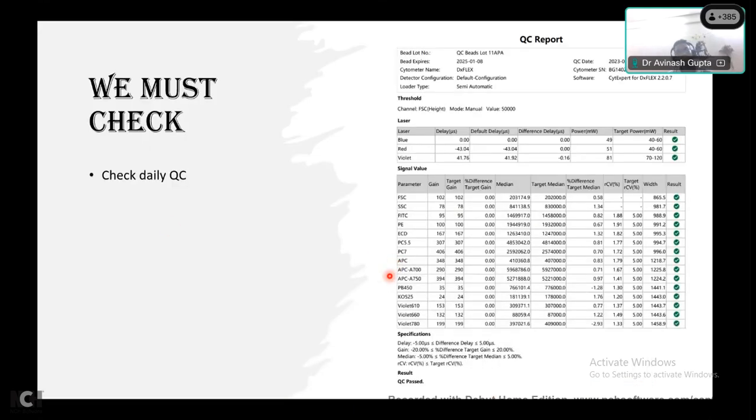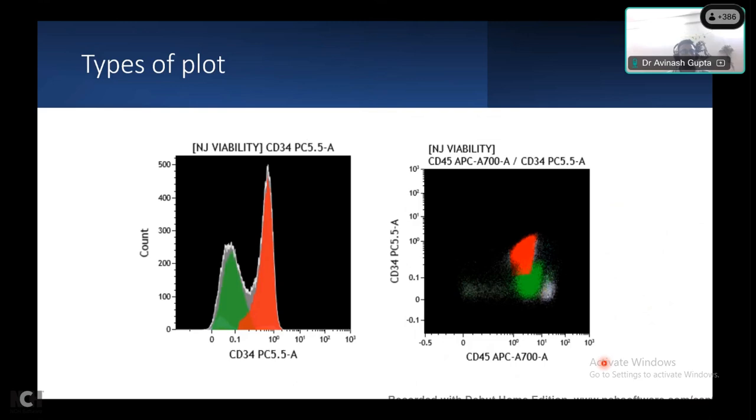But before that, you should check your daily QC, and in that QC, every range or every CV should be less than 5%. So here everything is green. That means QC is passed, and then you are going to acquire your sample, and further you are going to analyze that sample. Then, what are the types of plot you are going to generate?